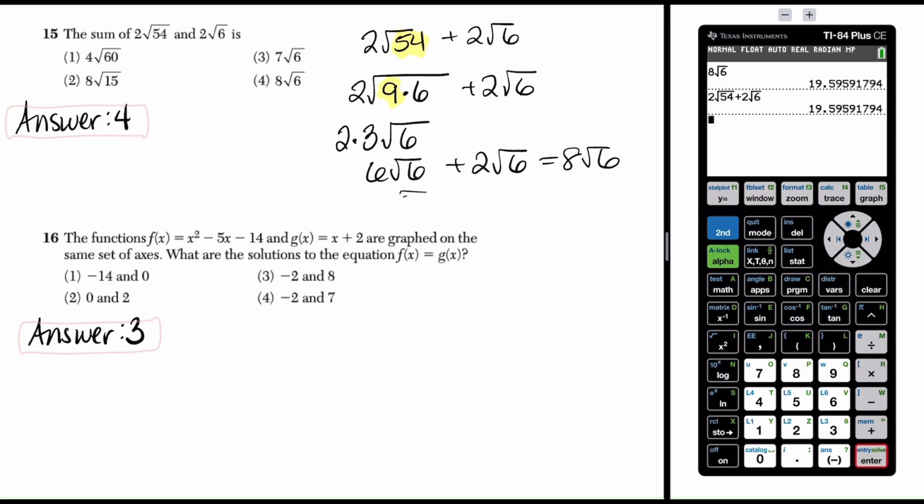Now, if you're wondering, what does this look like? Like, how can I add? Why am I only adding the 6 and the 2? Why am I not adding the square root signs?